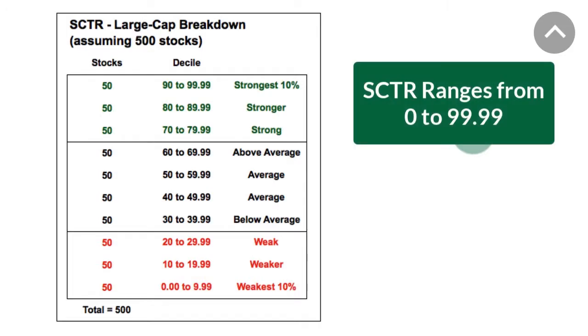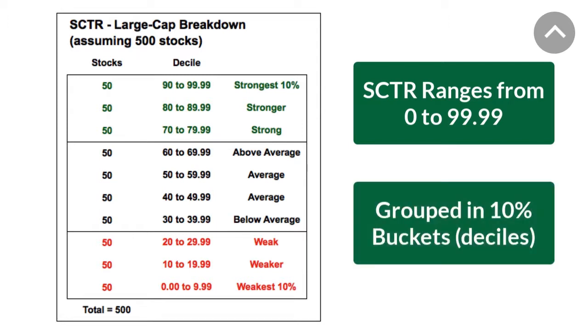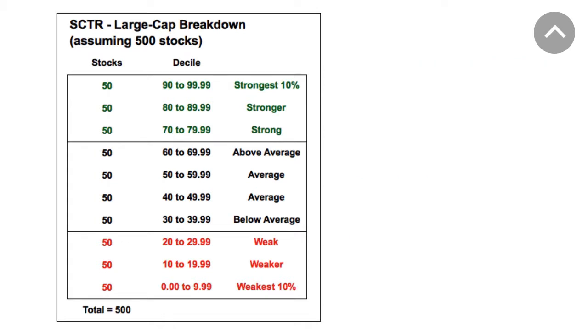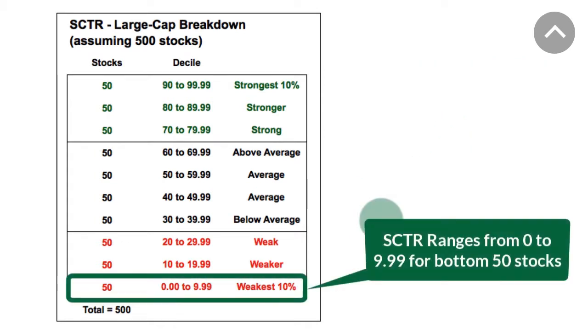Using the S&P 500 as an example, we would rank the 500 stocks by the indicator score and then apply a ranking value, which would be the Scooter. These ranking values can be grouped in buckets of 10%. So if you have the S&P 500, then you would have 10 deciles with 50 stocks in each decile. And so the bottom 50 stocks would go in the weakest decile, the weakest 10% of the S&P 500, and they would have a Scooter score from 0 to 9.99.